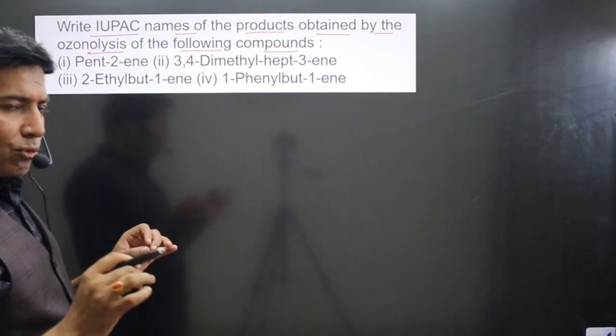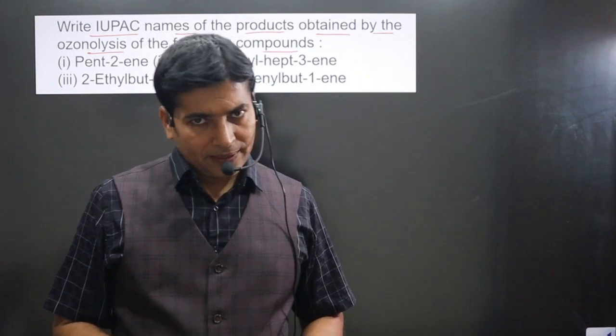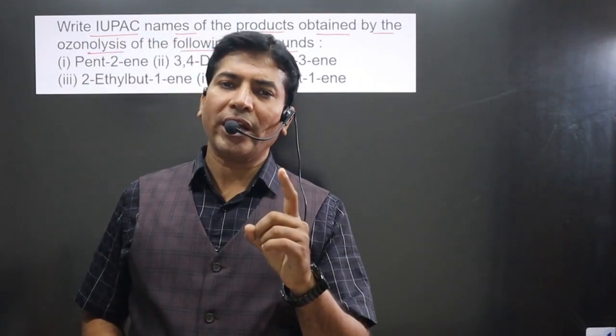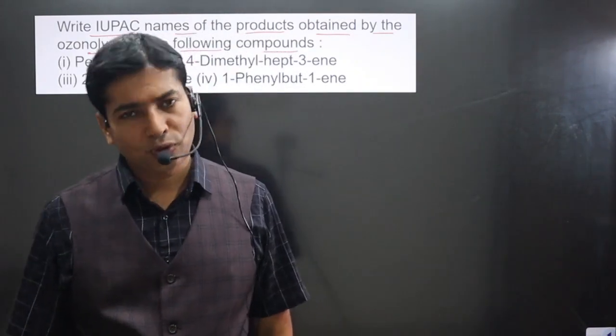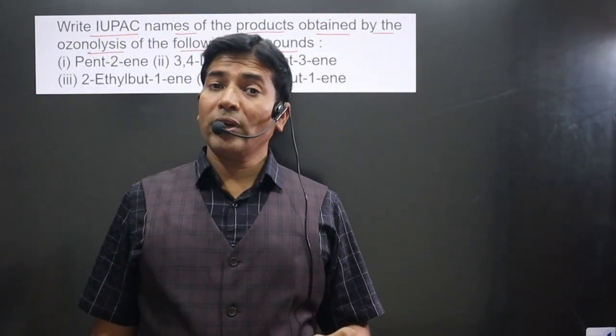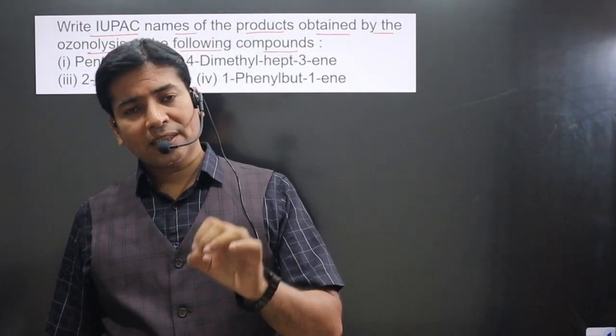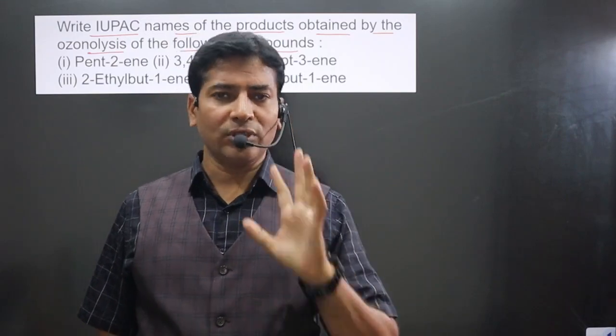Always keep in mind there are 2 types of ozonolysis methods. The first one is reductive ozonolysis and the second one is oxidative ozonolysis. Reductive ozonolysis is a 1-step reaction and oxidative ozonolysis is a 2-step reaction.